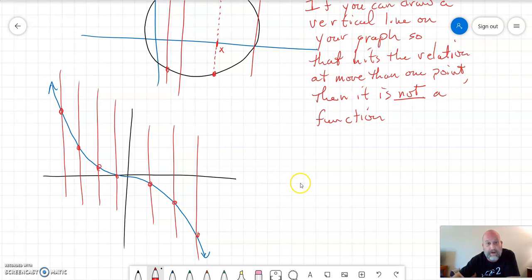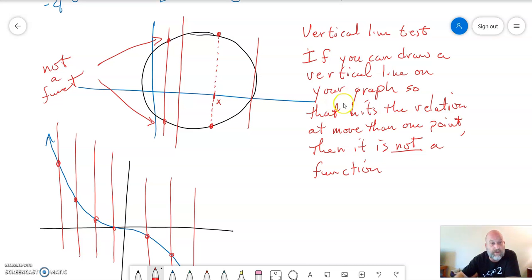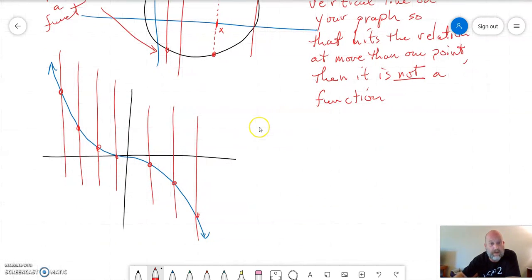So this guy up here, because I'm hitting 2 points, right? I'm hitting there and there. This is not a function. This one, the one below it, it doesn't matter where I draw a vertical line. I can only hit 1 point. So this one is a function.